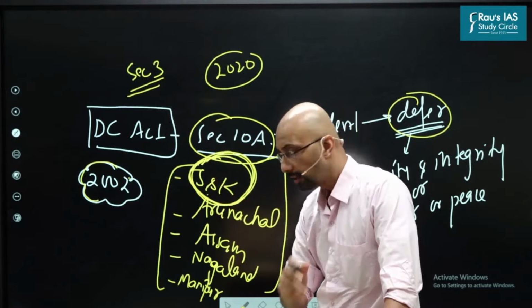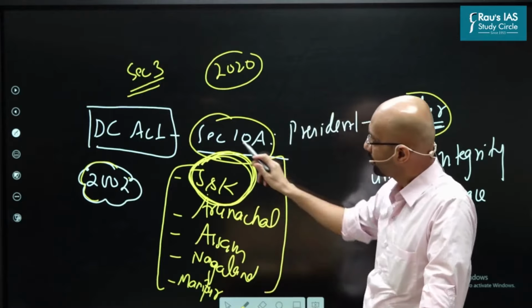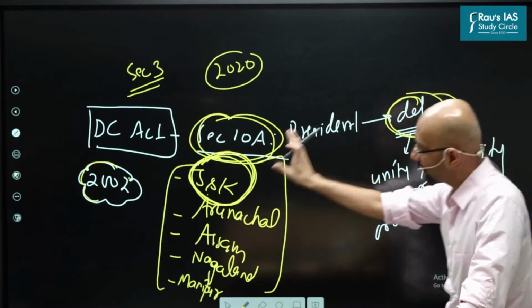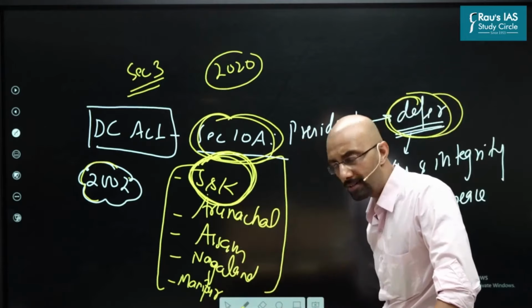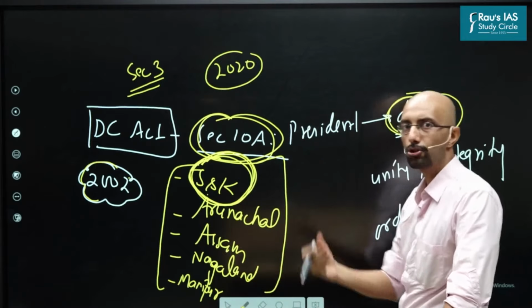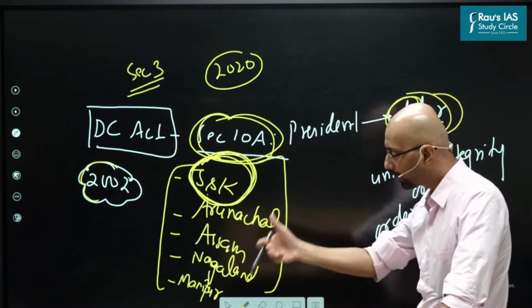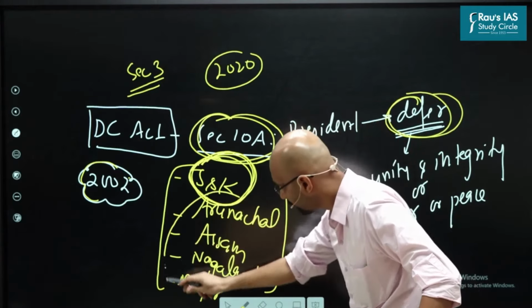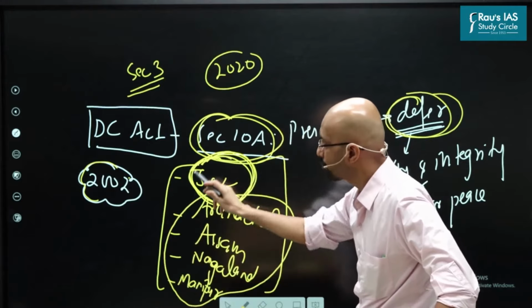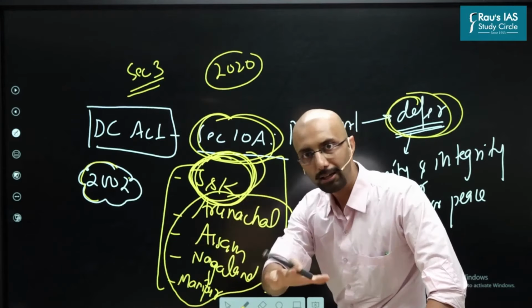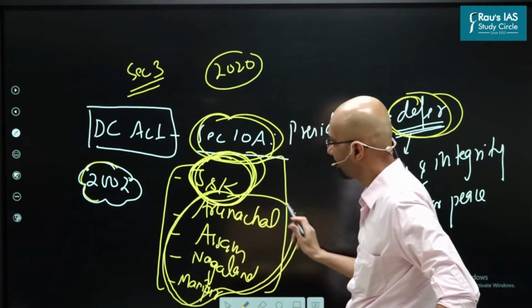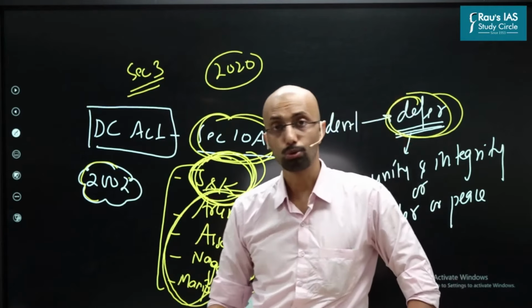One more thing, the President of India used his powers under Section 10A and deferred delimitation in these states. But now the President of India has taken back this order. So now maybe in the near future, we may see an exercise of delimitation even for these states of India, as for J&K it has been recently completed. So even for these states, we may see a delimitation exercise very soon.